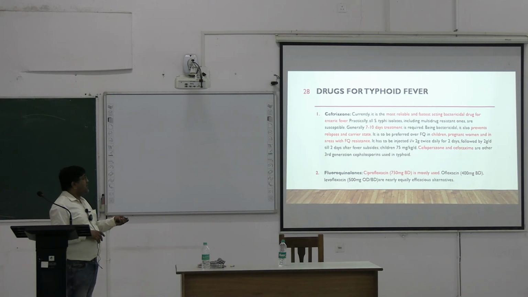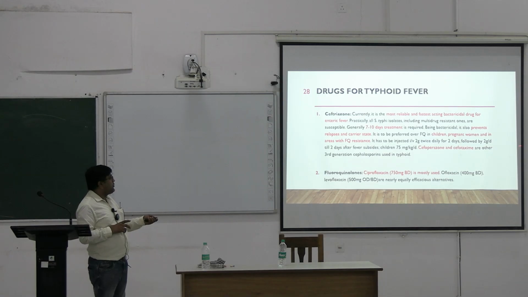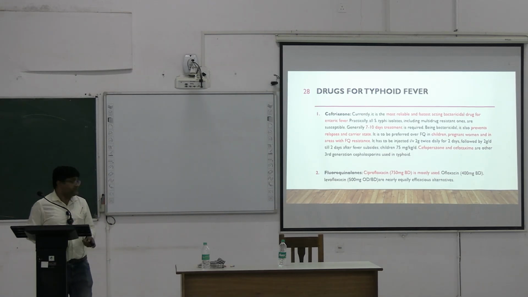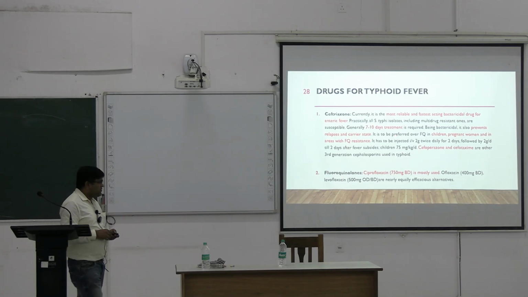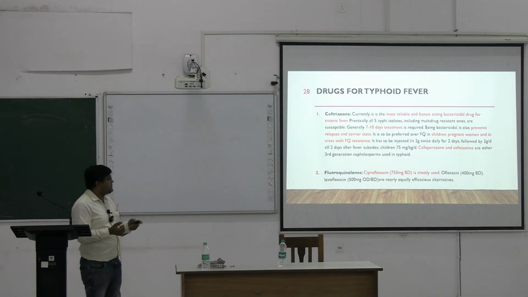It has to be injected intravenously 2 grams twice daily for 2 days, followed by 2 grams per day till 2 days after the fever subsides. In children, 75 milligram per kg per day is the dose. Alternative to ceftriaxone, cefoperazone or cefotaxime can be used.